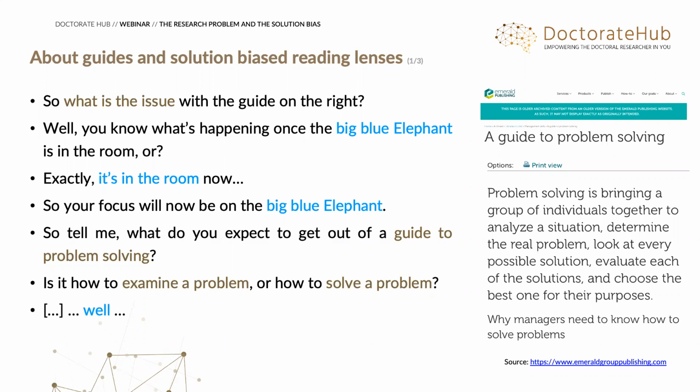I mean, it starts out, determine a real problem. And then it immediately flips, look at every possible solution, evaluate each of the solutions. So yeah, as said earlier, how much time would be spent once you talk about problem solution on the problem end and how much on the solution? It took the first sentence not even to move away from problem toward solution. And once you read the guide, the likelihood is great it is written in the same way. So what you're interested in is not what the guide will provide you with.